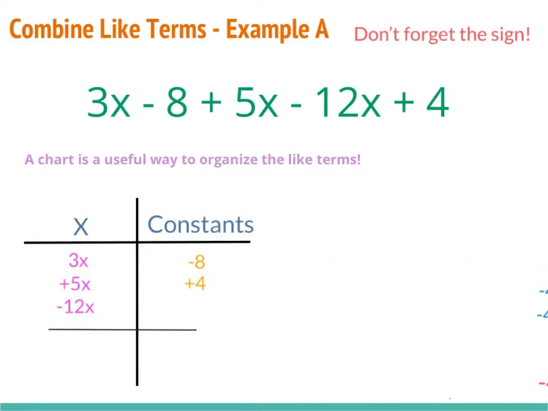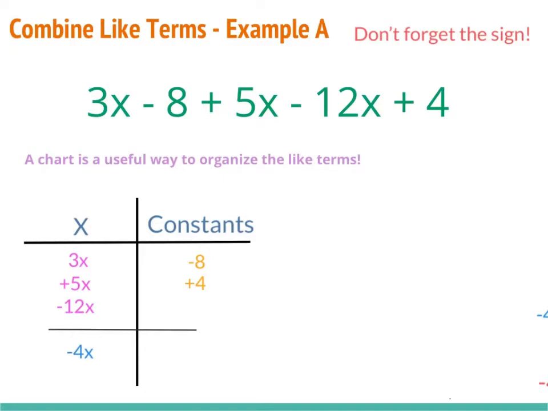So now I'm going to just add, because combine is a fancy word for add. I'm going to be adding up all the things in each column, and that's going to give me my final expression. So I've got 3x plus 5x and -12x. Again, I can't put x in my calculator, but I can put all those coefficients in my calculator. So I'm going to do 3 plus 5 plus -12. And when I do that, I end up with -4. And since we're talking about x, I've got -4x.